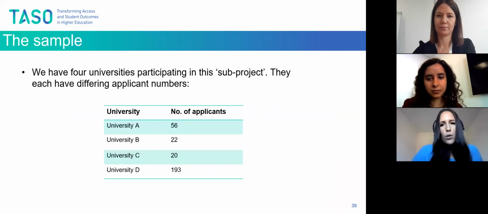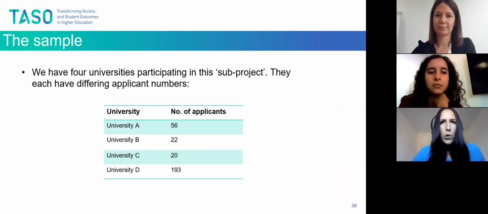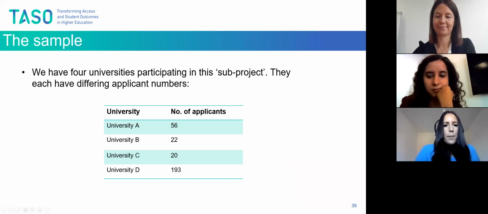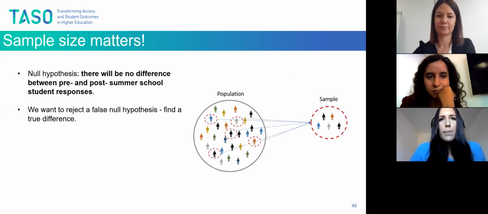So in terms of our sample, as I said, we've got 4 different universities that are participating in what we're calling a sub-project. So it's like a little spin-off from the main project, the main RCT. And as you can see, they do differ slightly in terms of their sample size. So University D has got quite a large sample, whereas University A to C has got a slightly smaller sample. And sample size does matter. So we have to be careful when we're doing this sort of analysis on different sample sizes.